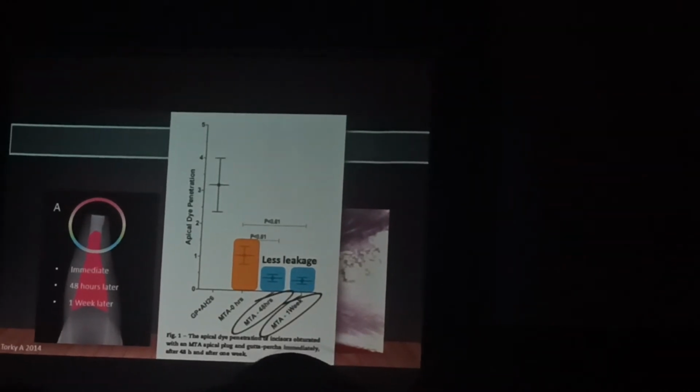From this study, they found that MTA can prevent leakage better if you wait until 48 hours or 1 week later. So it means that from this study, we can answer the question of when to fill the gutta-percha after the apical barrier formation. It says that we should wait until it's completely set, not immediately after placing the apical barrier. Okay.